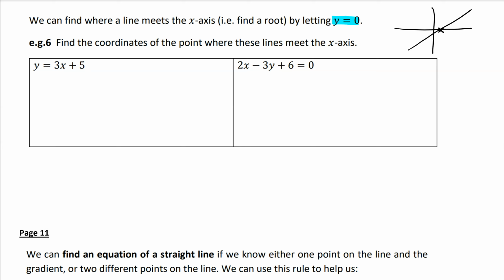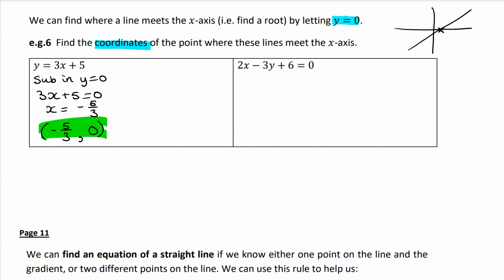So in my first example, I'm just going to simply substitute y equals 0. So 3x plus 5 equals 0. And then we just rearrange to get x equals minus 5 over 3. The question asks for coordinates. So my coordinates would be minus 5 over 3, and then my y coordinate is just simply 0. Okay, as I mentioned before, all the y values on the x-axis are just 0. So that would be my final answer.